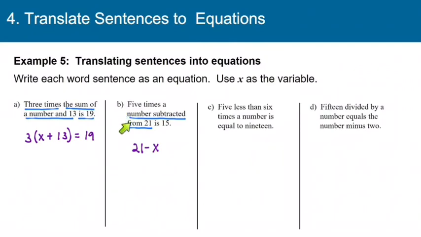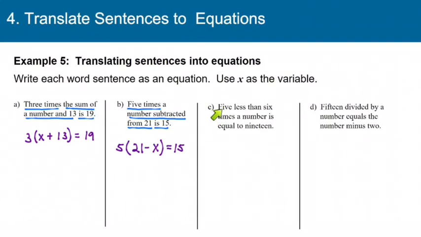See, that's a number subtracted from 21. Now 5 times that means I've got to put this whole thing in parentheses and multiply by 5. And then that whole thing is 15, so equals 15.